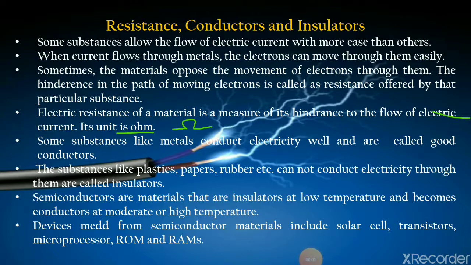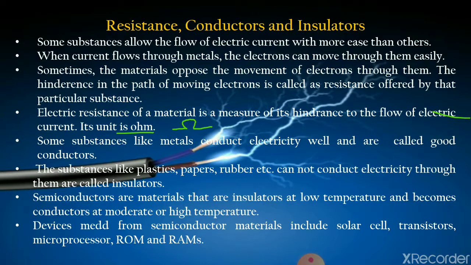So students, if a material has higher resistance, it can pass a lower amount of current. Means the higher the resistance of a material, the lower the current it can pass. On the basis of their capacity to allow the passage of electric current, various materials are considered conductors and insulators. Substances like metals can conduct electricity well, and they are called good conductors, or simply conductors.